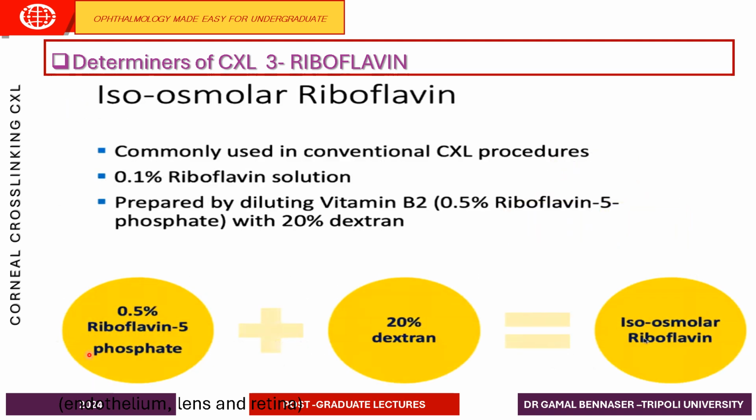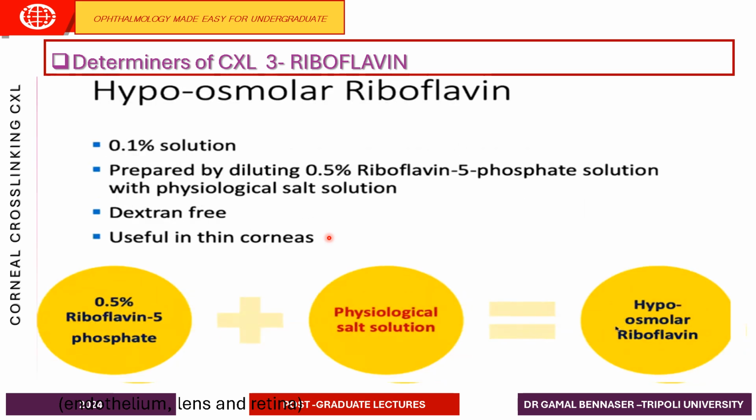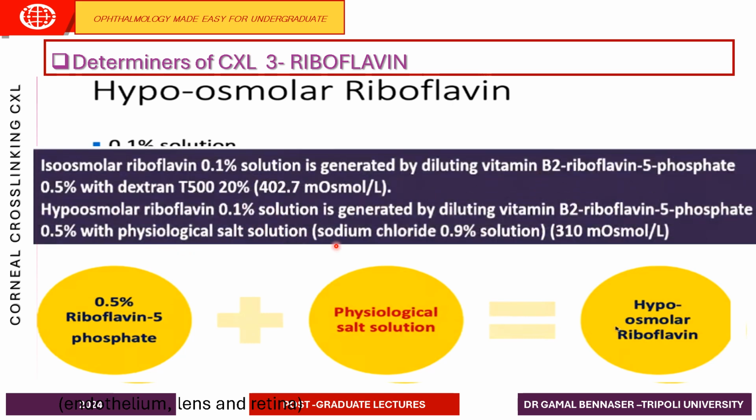As I said before, this is the isoosmolar riboflavin, which is commonly used in the conventional CXL procedure, made up of riboflavin, that's vitamin B2, dissolved in dextran 20. So you have around 400 milliosmol. This is the isoosmolar one in a 20% dextran. The hypoosmolar one is around 310 milliosmol, because it is dissolved in normal saline rather than dextran, so it is dextran free, 0.9% physiological normal saline. This is useful in cases of thin cornea.